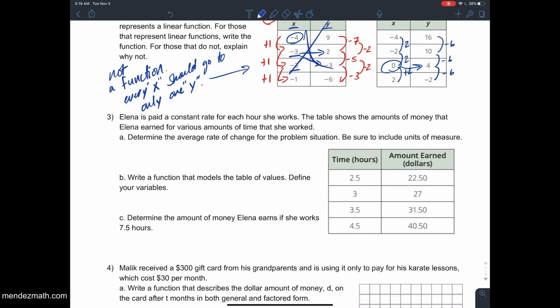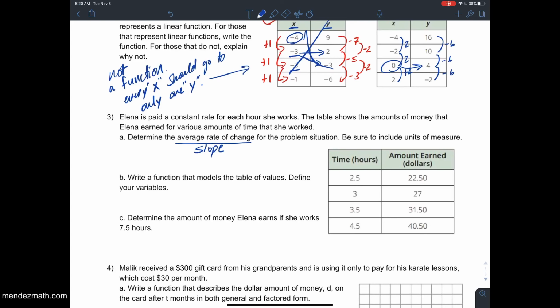Elena's paid a constant rate for each hour she works. The table shows the amount of money that Elena earned for various amounts of time that she worked. A, determine the average rate of change. Average rate of change right there. That's slope. For the problem situation, be sure to include a unit of measure.